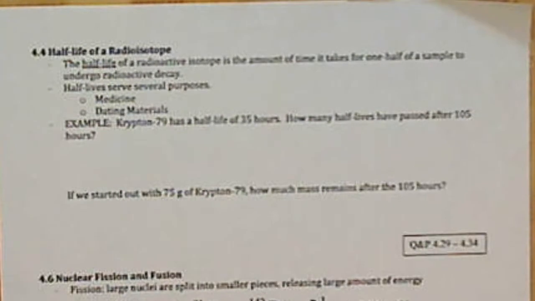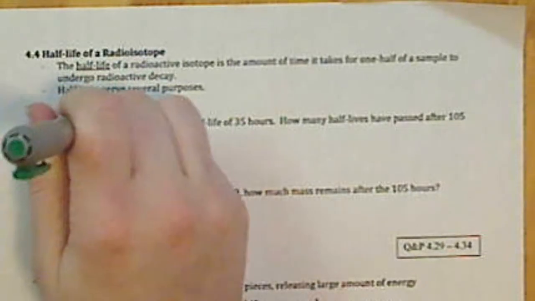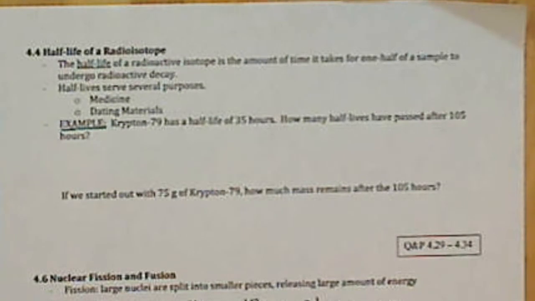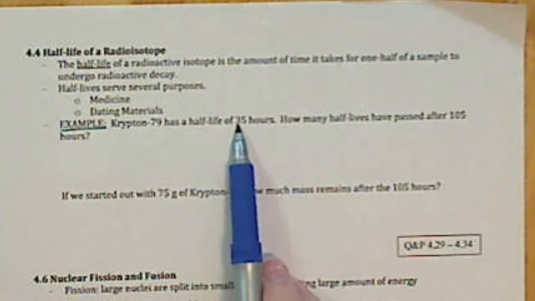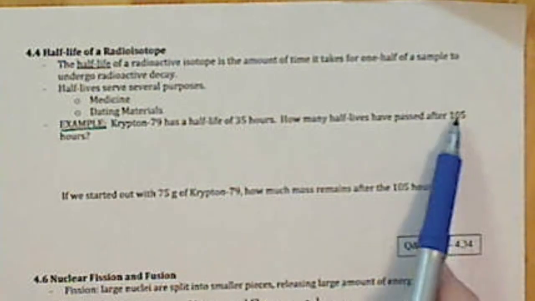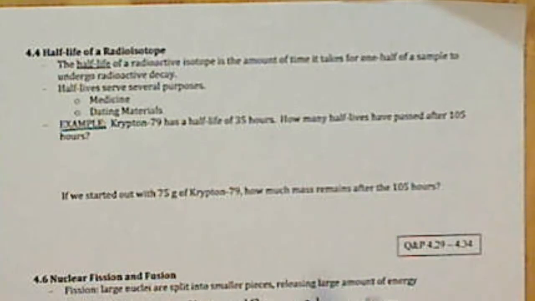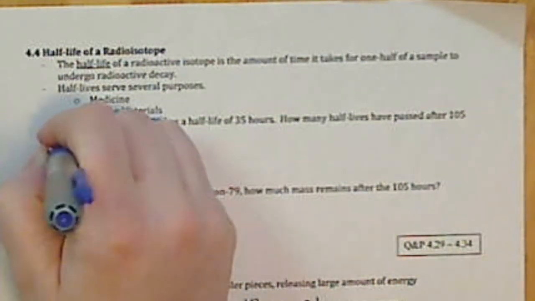If we look at an example here, we have Krypton-79, and it has a half-life of 35 hours. How many half-lives have passed after 105 hours? In this class, we're always going to be dealing with whole half-lives. We're not going to split a half-life into a fraction or anything like that. So we have to figure out how many times 35 hours goes into 105. The easy way to do that is to just add them up.